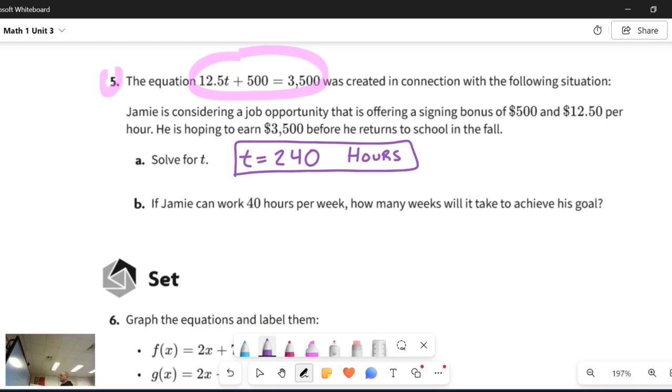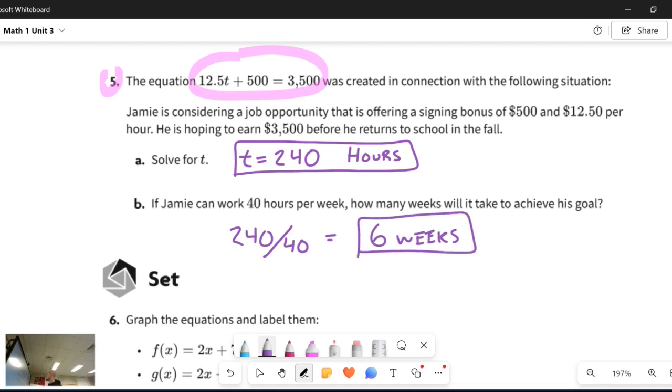It then asks us, if Jamie can work 40 hours per week, how many weeks will it take him to achieve his goal? We need to take the 240 we just solved for and divide it by 40 hours in a week. And this will take him 6 weeks. So if his goal is to have $3,500 in his account based off of that job opportunity, he could reach it in 6 weeks. Awesome.